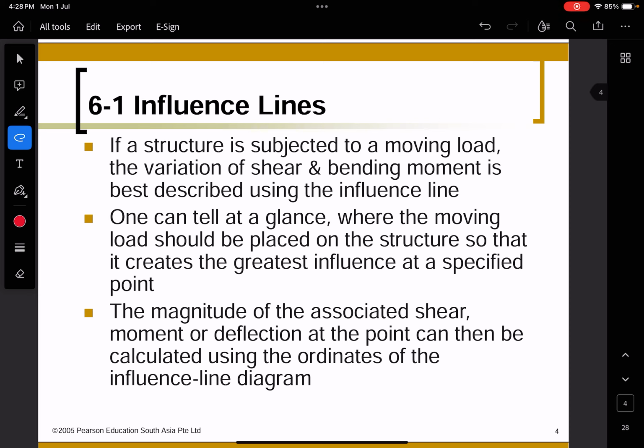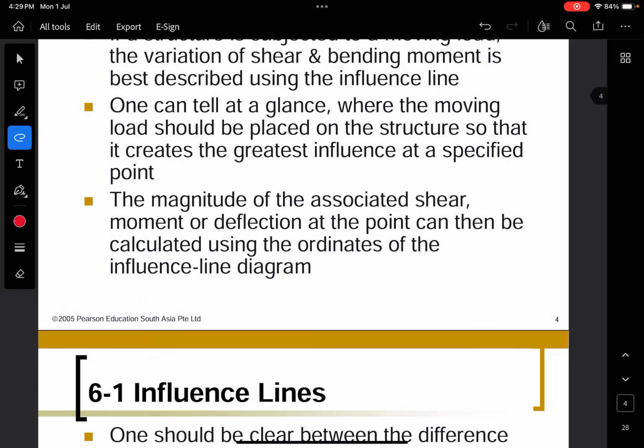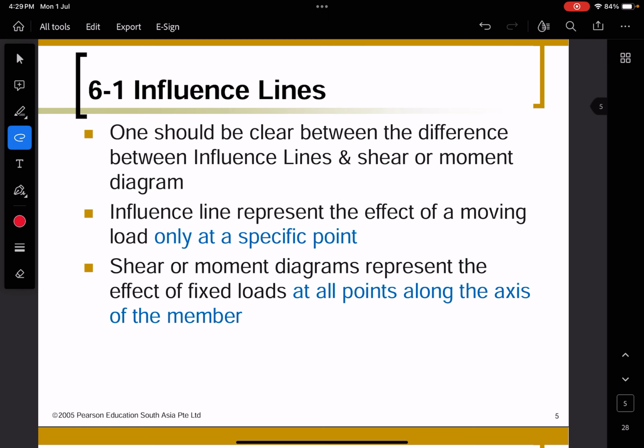By using the influence line, we can see where the moving load should be placed on the structure so it creates the greatest influence at a specific point. The magnitude of the associated shear, moment or deflection can be calculated and shown through this influence line diagram. So this is the best method if you want to predict the behavior of the moment and the shear for a bridge.